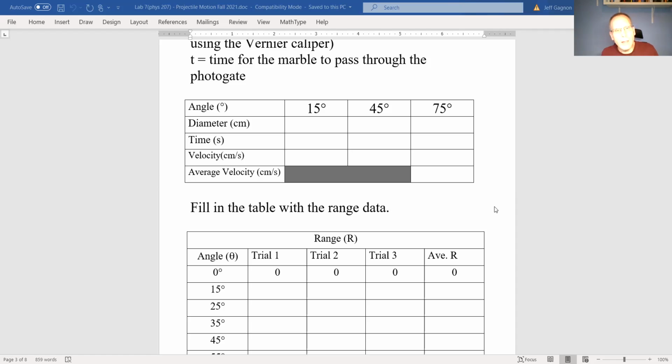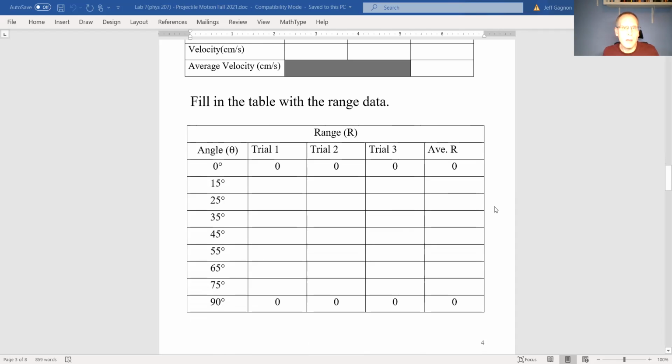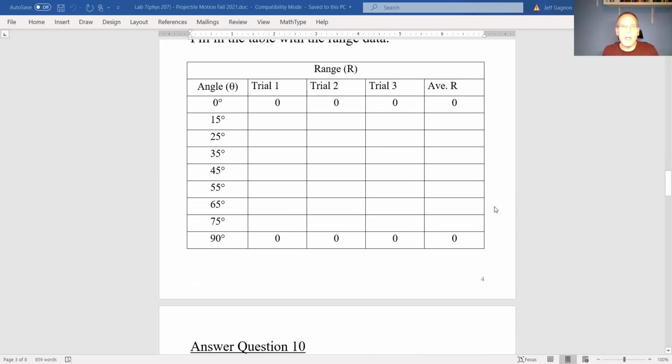Okay, then the next thing that you have to do, and this is what this large table is here, is for each of these angles, so 15 degrees, 25, 35, 45, 55, 65, 75, we have to measure the range of the ball from when it leaves the launcher to when it hits the landing platform. And remember, we're talking about range. So the landing platform is at the same height as the launcher, right? Because it has to land at the same height. And again, you should be able to get this data from your lab partners.